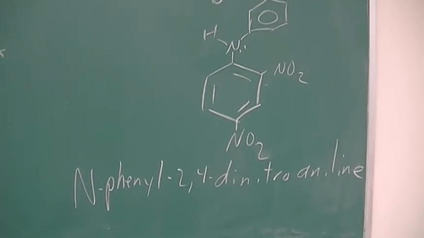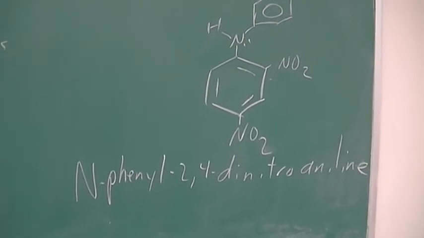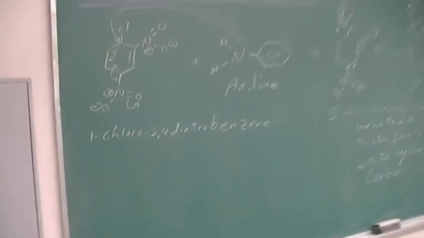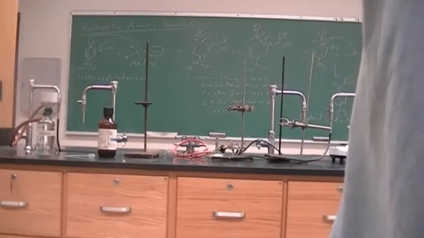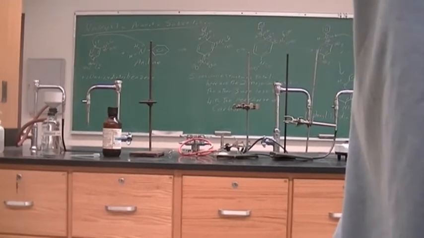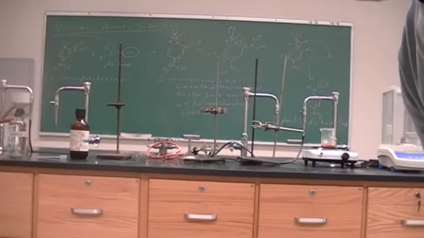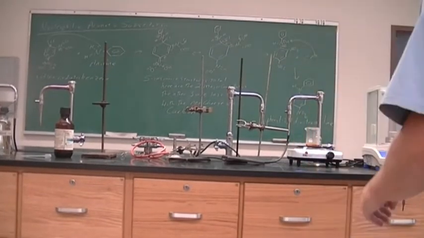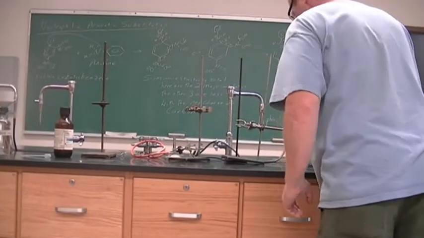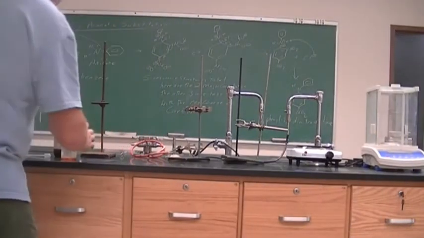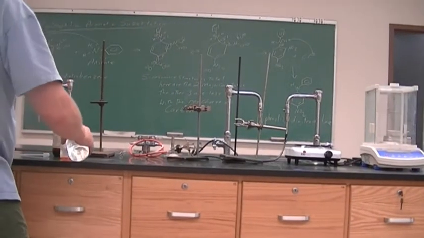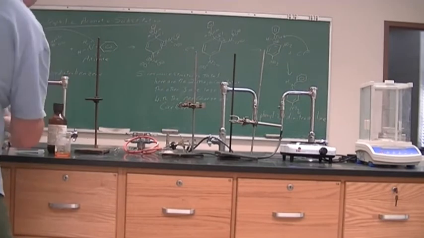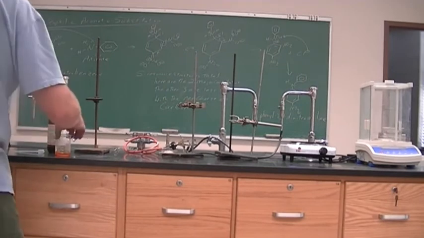The name of this neutral product is N-phenyl-2,4-dinitroaniline. Like the electrophilic aromatic substitution, I have started the reaction, and I should put my gloves back on, but I'm going to try to be careful and not touch it, although I might change my mind here. We have our compound that was being heated on the hot plate at a low temperature.